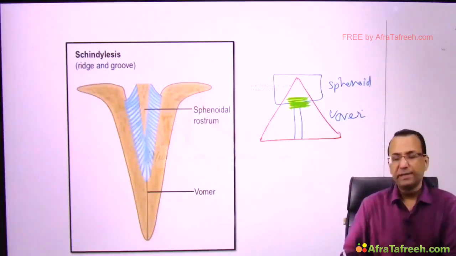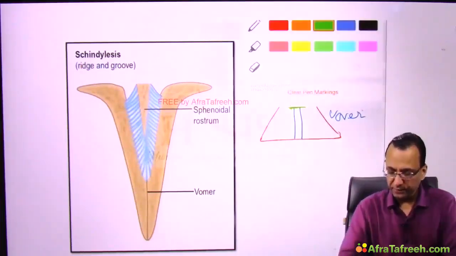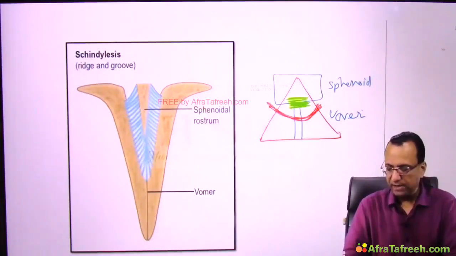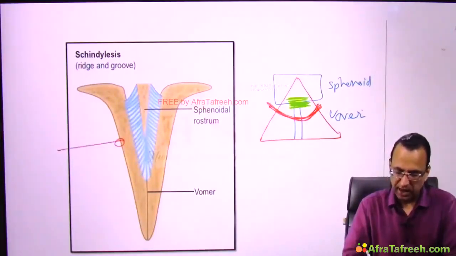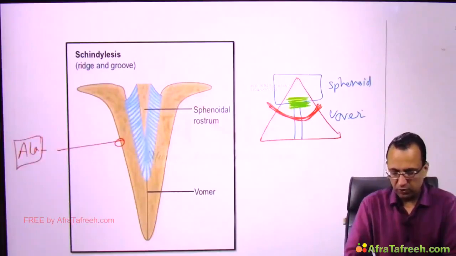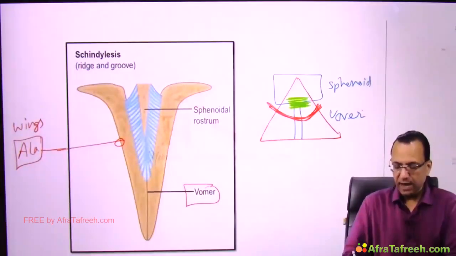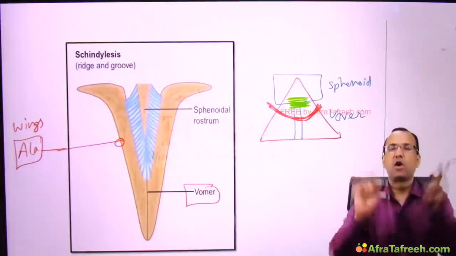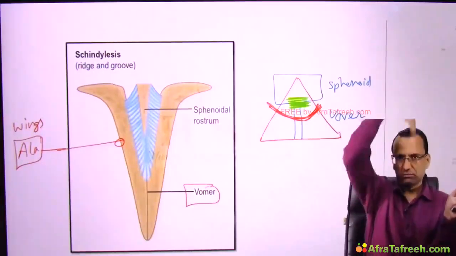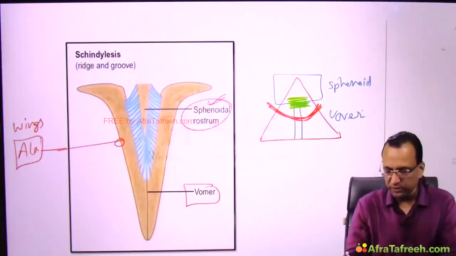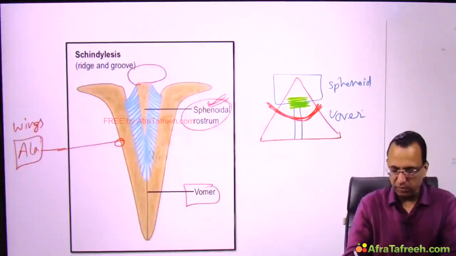Actually, you will see vomer bone has split like this. This is called the ala of the vomer, the ala or wings of the vomer. This is vomer bone. And what is going into that ala of the vomer? The spine of the sphenoid. This is rostrum of the sphenoid. So this is the sphenoid bone here.